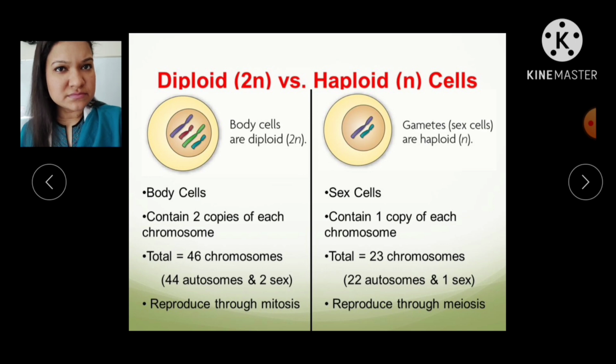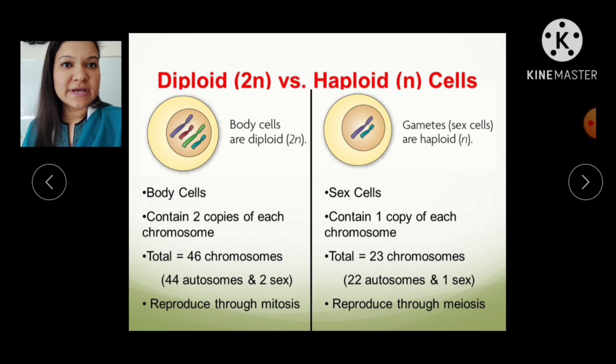Another difference: body cells are diploid and gamete cells are haploid. Body cells contain 2 copies of each chromosome, and a gametic cell contains 1 copy of each chromosome. The body cell has 46 chromosomes, that is 44 autosomes and 2 sex chromosomes, and is reproduced through mitosis. And the gametic cell has 23 chromosomes, 22 autosomes and 1 sex chromosome, and is reproduced through meiosis.